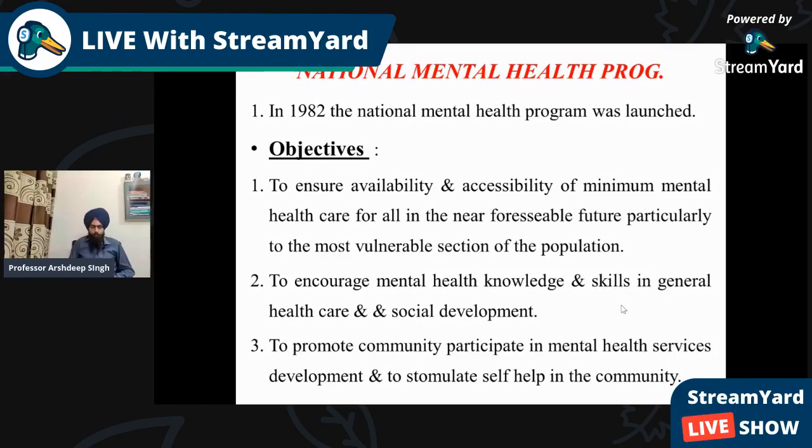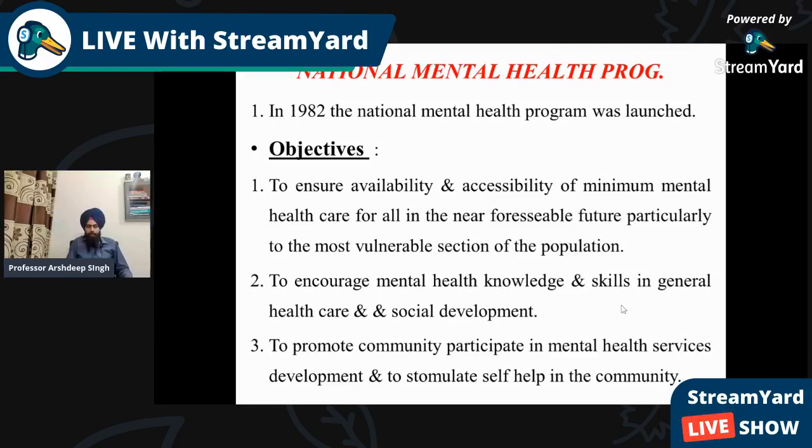There were some objectives of this program. First was to ensure availability and accessibility of minimum mental health care for all in the near foreseeable future, particularly to the most vulnerable sections of the population. As all of us focus mostly on the physical dimension of our body, very few of us focus on mental health. For example, vulnerable groups like children, mothers, or aged persons. Most of the people suffering from mental illnesses are from these vulnerable sections. So the first objective was to provide mental health services to these people.